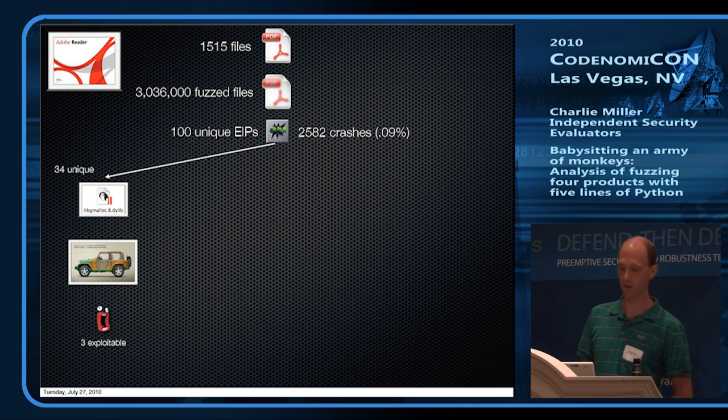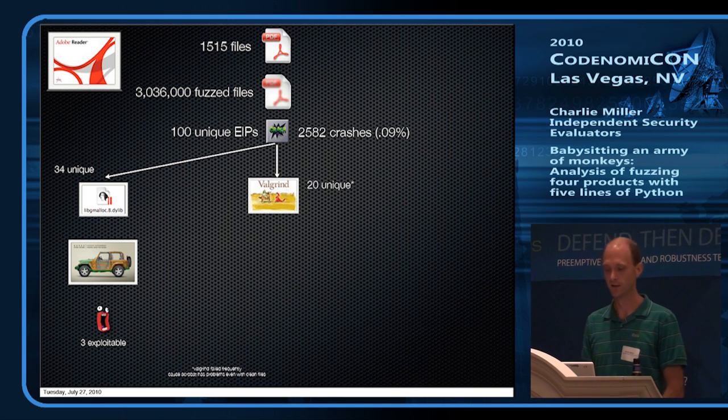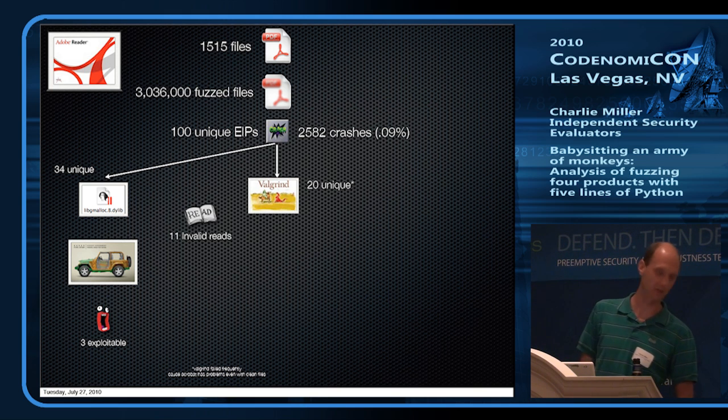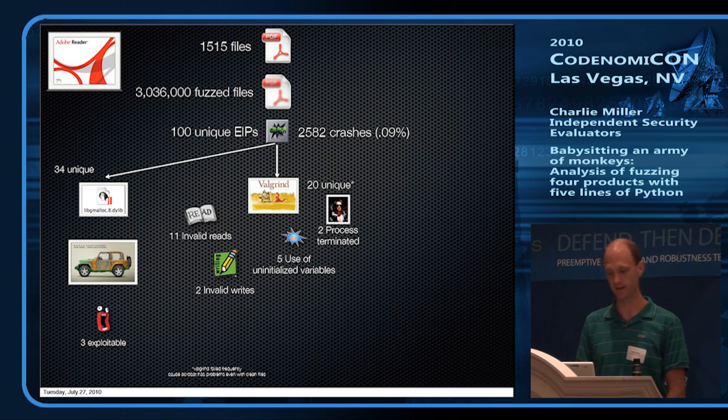Okay. Other tools exist. So Valgrind is a tool. It can measure buffer allocations, and it can catch buffer overflows and that sort of memory corruption very early. It didn't work very well with Adobe Reader. The problem is that Adobe Reader has so many issues that it would complain even on clean files, so it was hard to separate the wheat from the chaff, so to speak. It said there's somewhere around 20, but that's a way underestimate. Of those, 11 were invalid reads, 2 were invalid writes, 5 were uses of uninitialized variables, and 2 were just the process died.